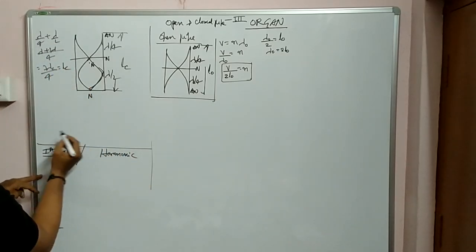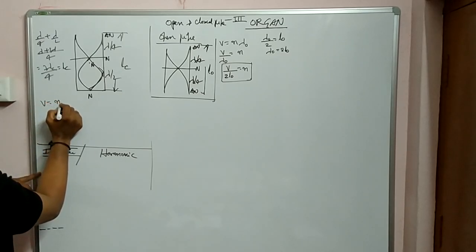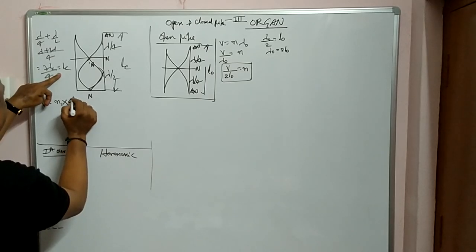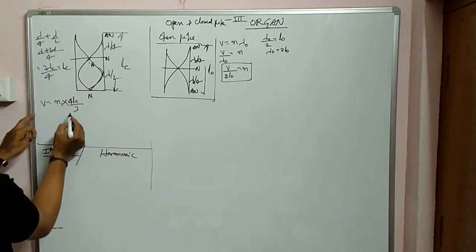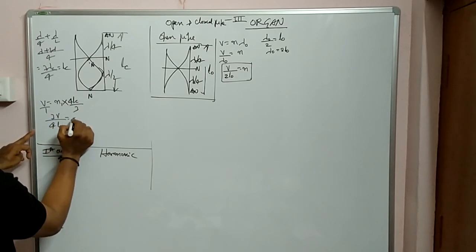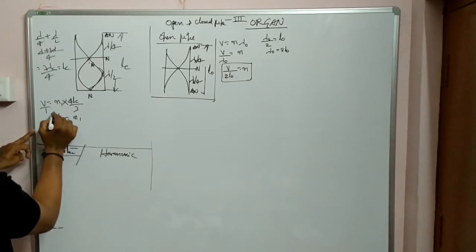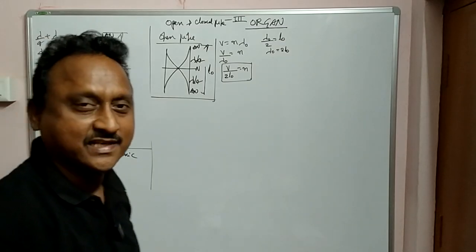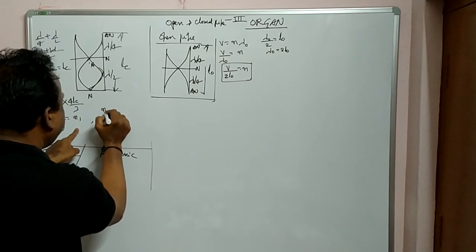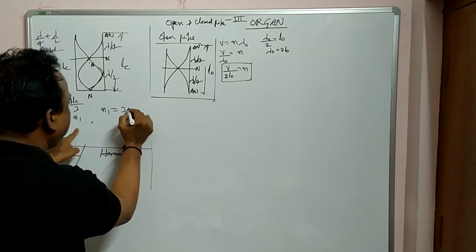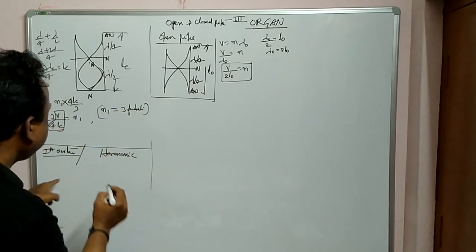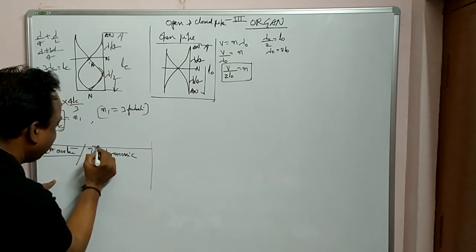Now we apply the formula V is equal to N1 into lambda. Lambda means how much here? 4LC by 3, or cross multiply, 3V by 4LC is equal to N1. But what is V by 4LC? It is the fundamental frequency. So what we get here is N1 is equal to 3 times the fundamental. What does it mean? So this is equal to the third harmonic.